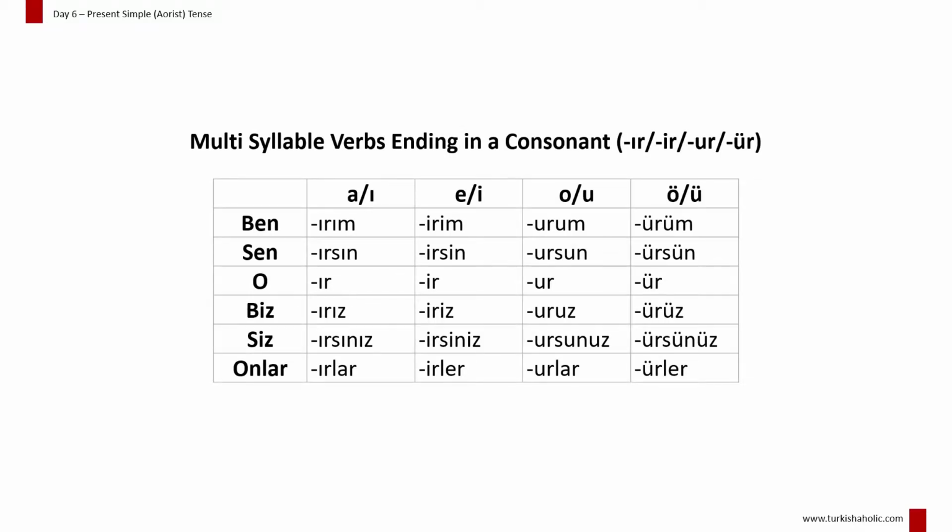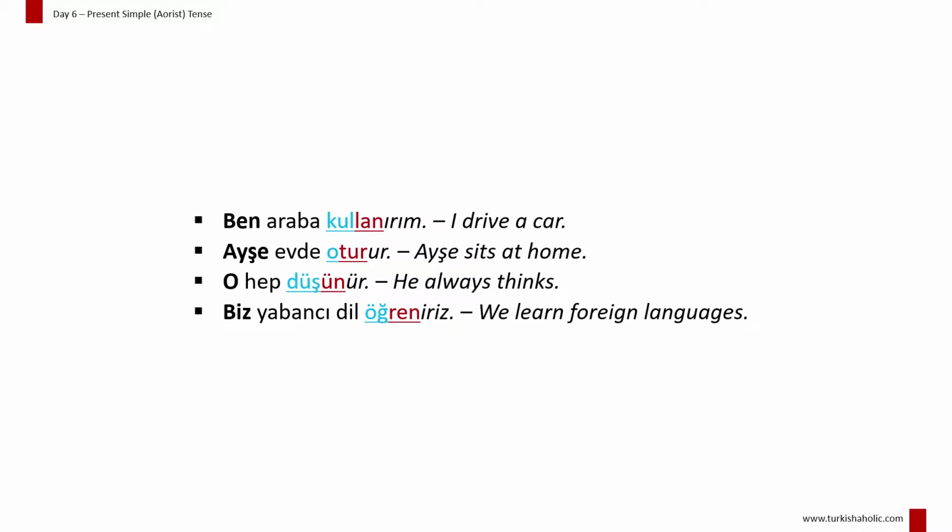If a verb has more than one syllable and ends in a consonant, we add "ır", "ir", "ur", or "ür" to the end of the root of the verb in addition to the personal suffix right after it. Let's see some examples. Ben araba kullanırım. Ayşe evde oturur. O hep düşünür. Biz yabancı dil öğreniriz.